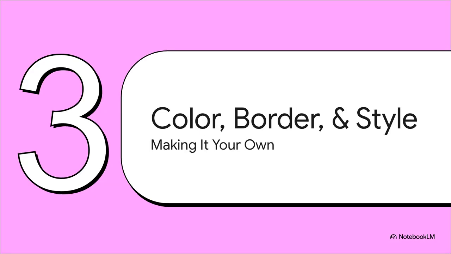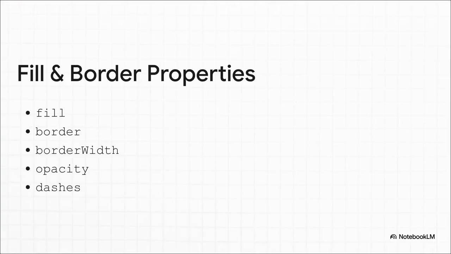All right, next up in our toolkit, the fun stuff. Let's get into the aesthetic controls and make our shapes actually look cool. This is where you can really get creative. With these properties, you can control, well, everything. You've got fill for the main color, border for the outline color, border width for how thick that outline is, opacity for transparency, and even dashes to make the border a dotted line.